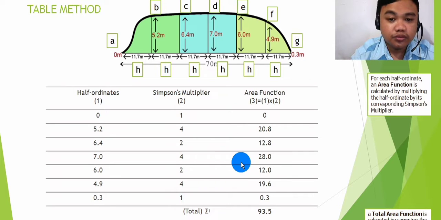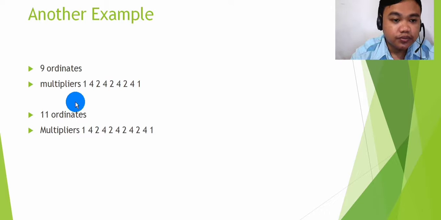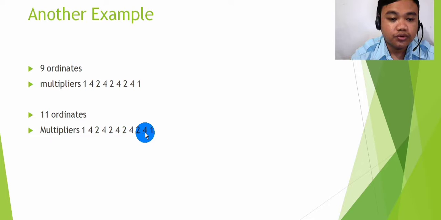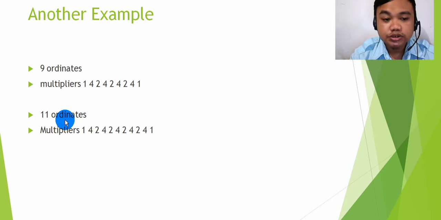To give you more examples, if we have 9 ordinates, the multipliers that we should use are 1, 4, 2, 4, 2, 4, 2, 4, 1. Let us count: 1, 2, 3, 4, 5, 6, 7, 8, 9. So that is 9 ordinates. Then if 11, 1, 4, 2, 4, 2, 4, 2, 4, 2, 4, 1. Let us count: 1, 2, 3, 4, 5, 6, 7, 8, 9, 10, 11. 11 ordinates.